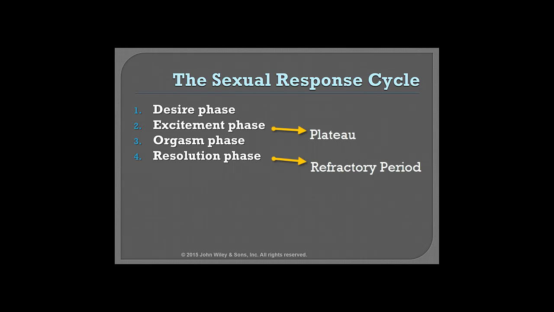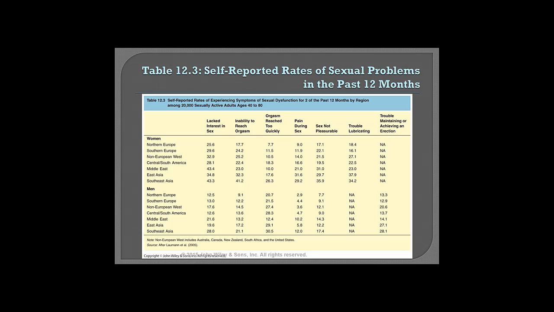When we look at self-reported rates of sexual problems in the past 12 months, we do see some variability between men and women, particularly in lack of interest in sex. And it does seem to be fairly consistent even when we control for things like culture. We do see some difference in inability to reach orgasm between men and women, with, again, women reporting higher rates as opposed to men.